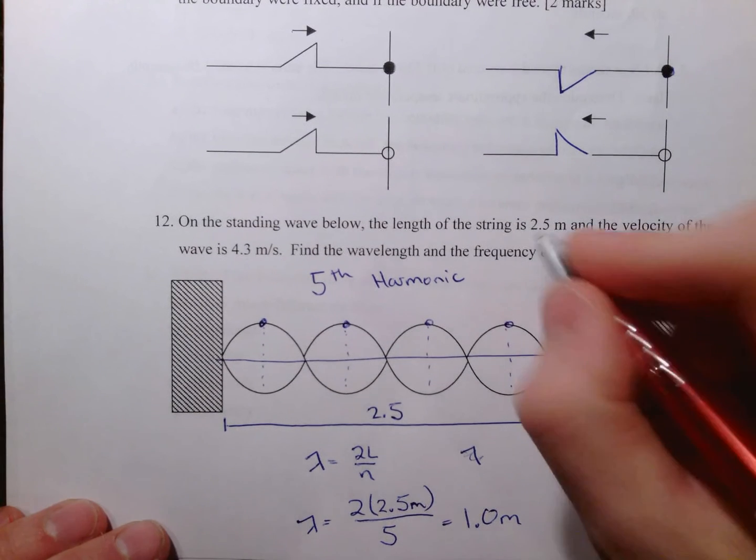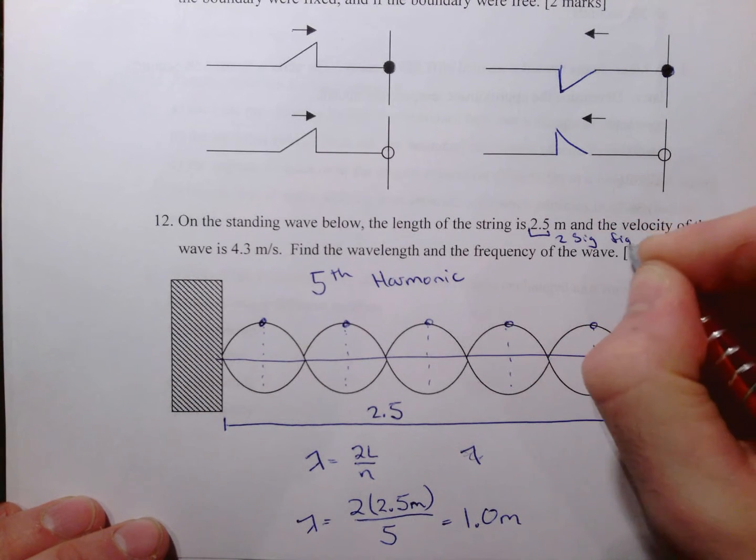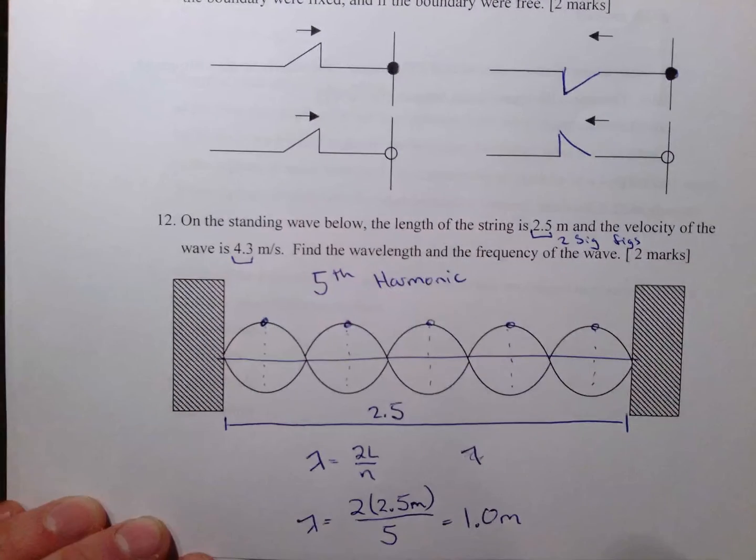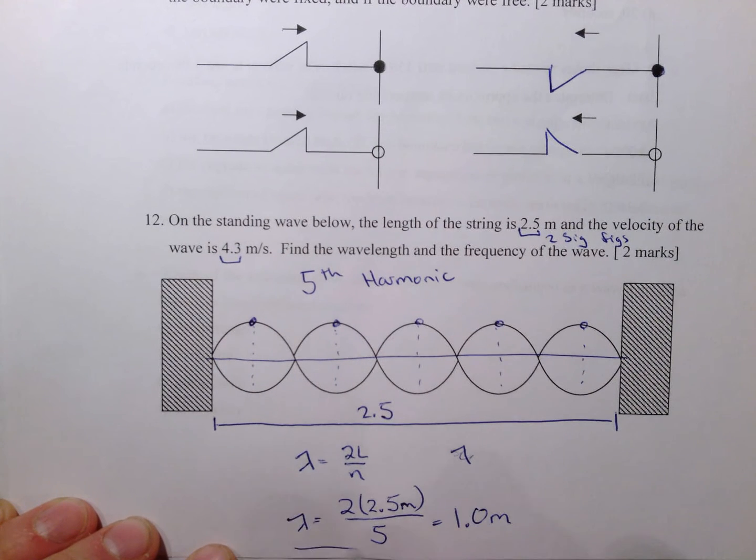So, keeping in mind, there's 2 sig figs in this question in both spots. So we want to keep 2 sig figs in the answer, 1.0 meters. So that was the first part. This is the wavelength.